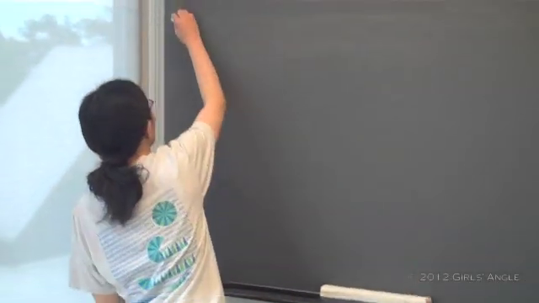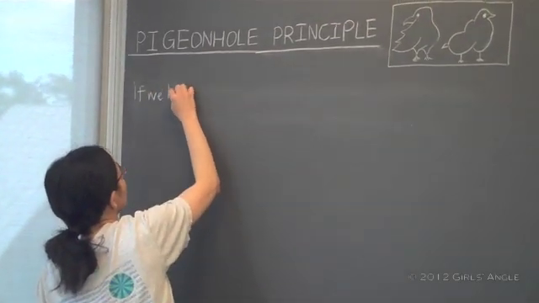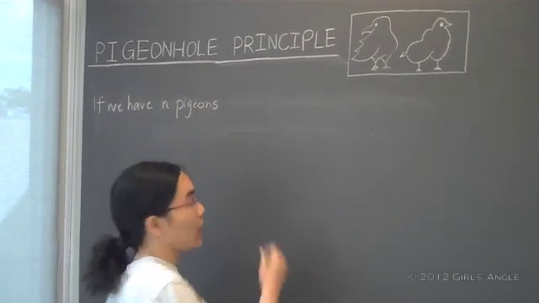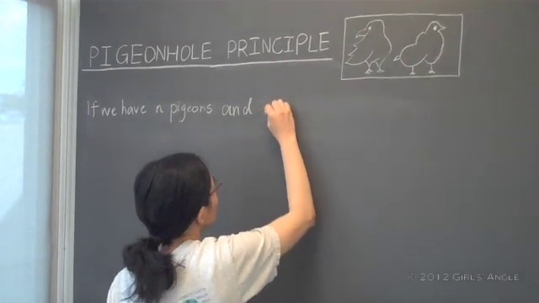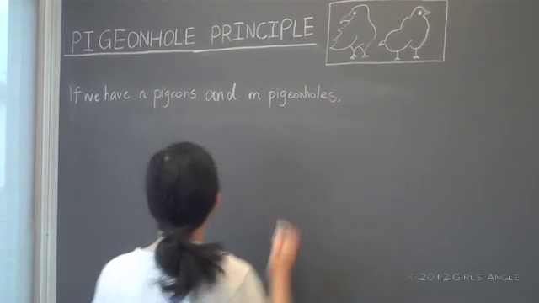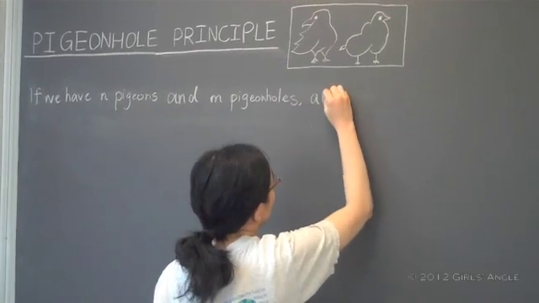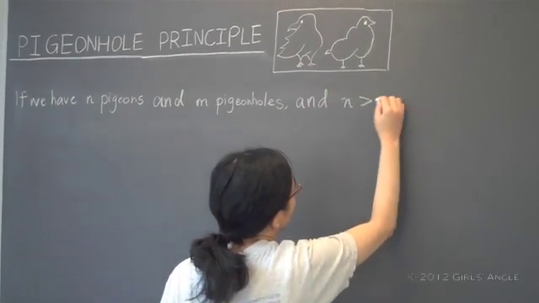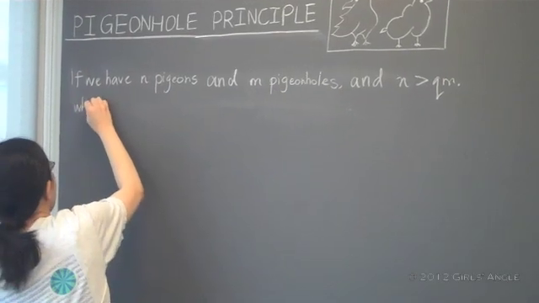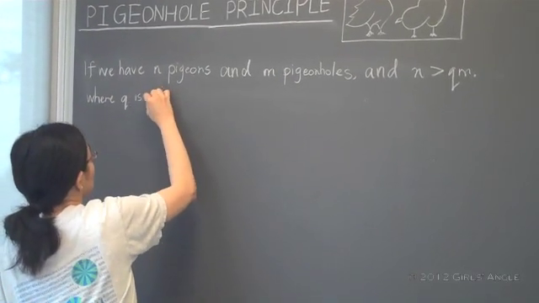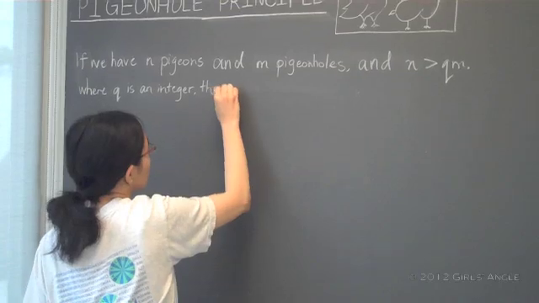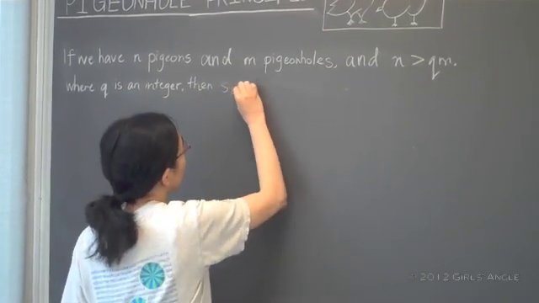It goes as follows. If we have n pigeons, and m pigeonholes for them to lie in, and the number of pigeons and number of pigeonholes satisfies a certain relation where n is greater than q times m, where q is an integer, then some pigeonhole must have at least q plus 1 pigeons.